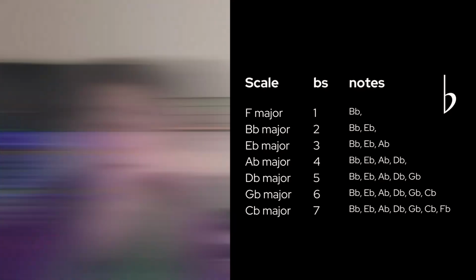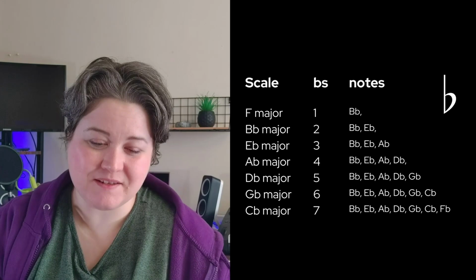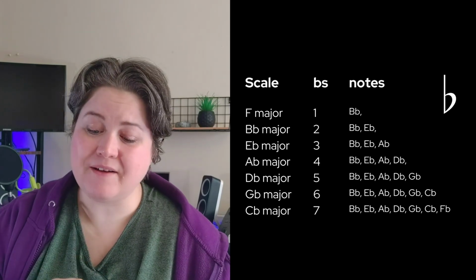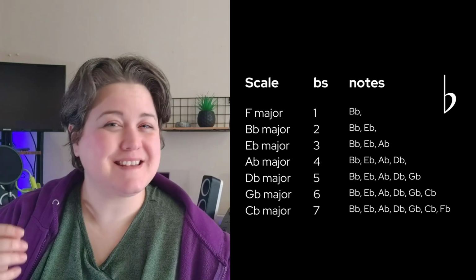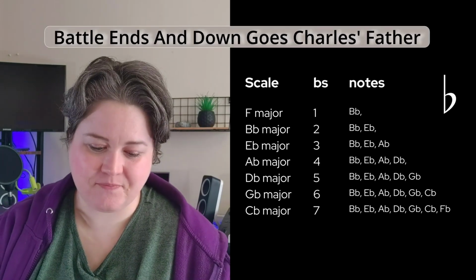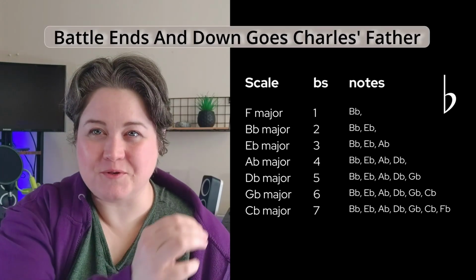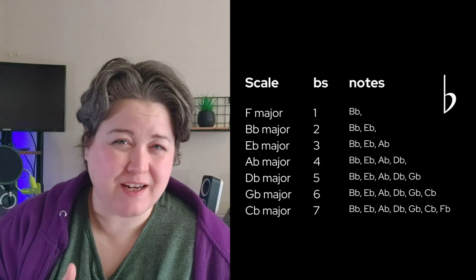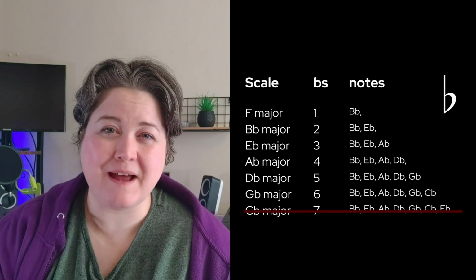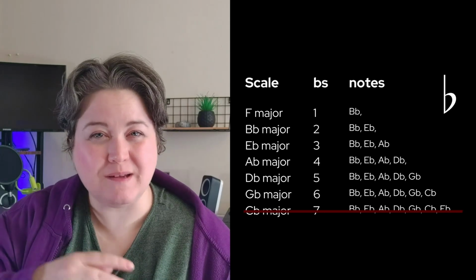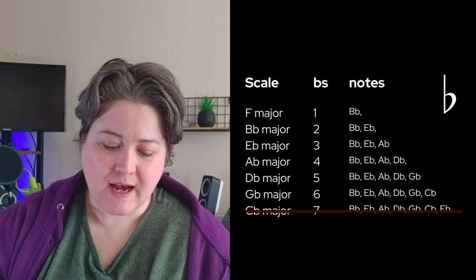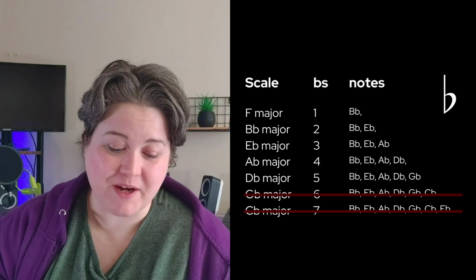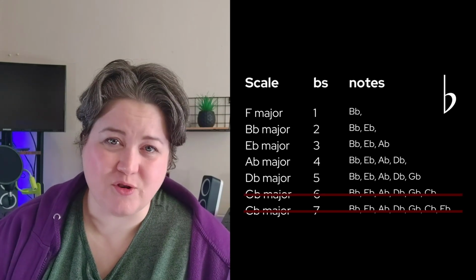Now let's look at the same table but for the flat scales. Again, it's laid out in the order of how many flats there are in each scale. We have another mnemonic to help remember the order of flats, and helpfully it's the same one as last time but just backwards. So it's battle ends and down goes Charles's father. Similar guidelines apply. Nobody ever uses C flat major because it's easier to call it B major, which is 5 sharps instead of 7 flats. And then people tend to just avoid G flat major if they can, unless they enjoy pain.